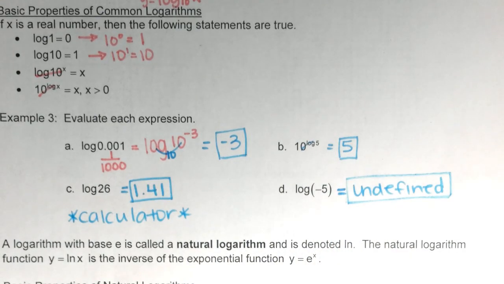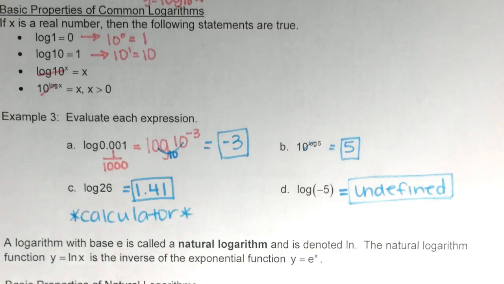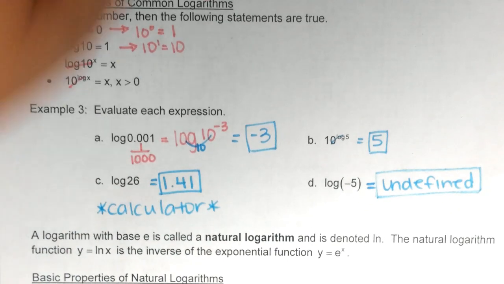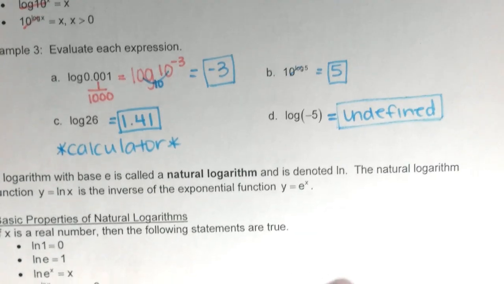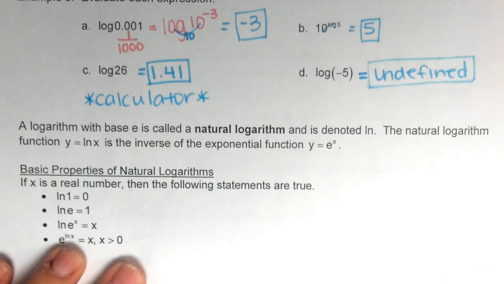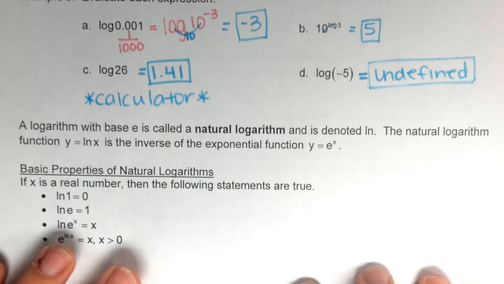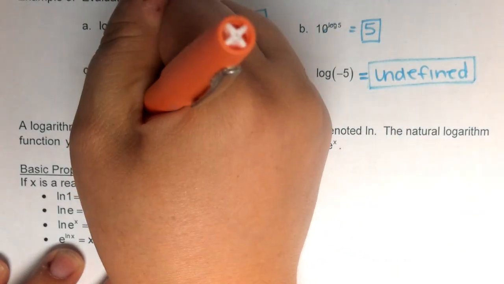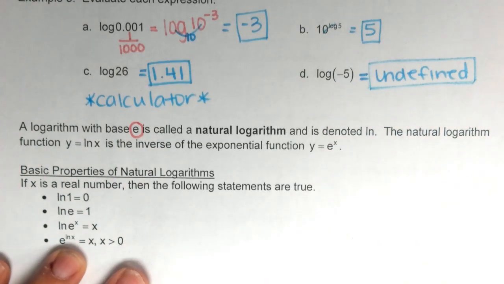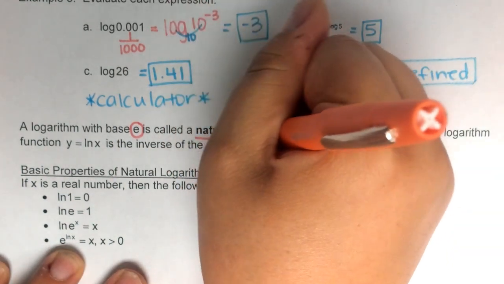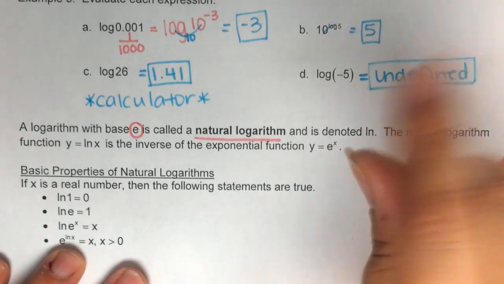What questions do I have? Common logs we're not going to use as much as we do natural logs. We're going to use natural logs a lot. So a natural log has a base of e. Circle it. e is called the natural log, a log with base e. And it is denoted by ln.